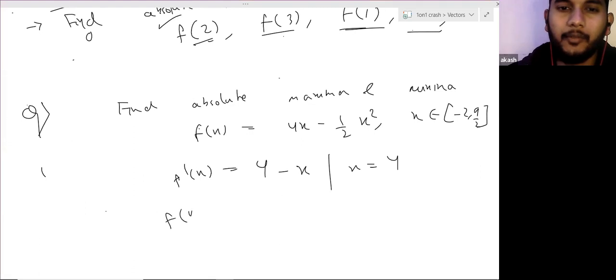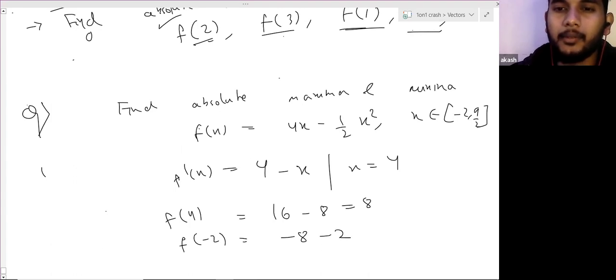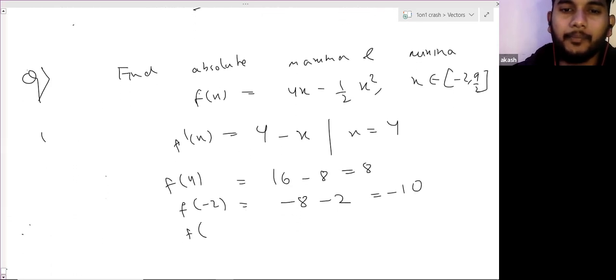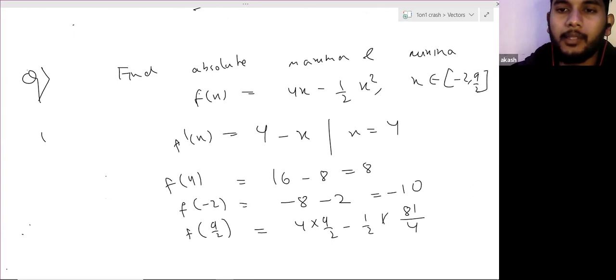There is only one critical point, which is x equals 4. So let's find f of 4. F of 4 is 16 minus 16 by 2, which is 8. Now f of minus 2 is minus 8, and this is minus 2, so minus 10, and f of 9 by 2. Because they are asking to find absolute maxima and minima, we have to find the values at the interval points also.